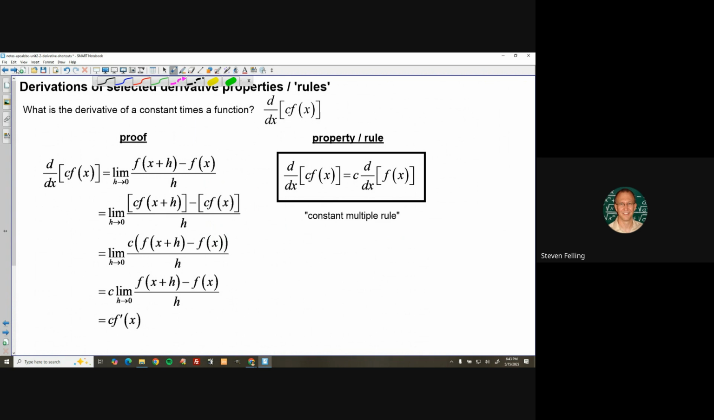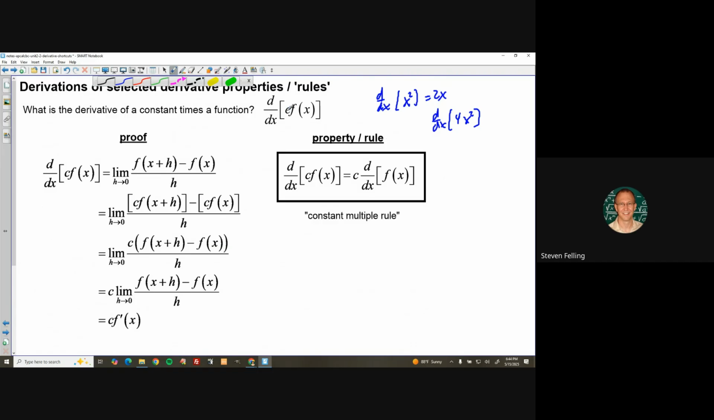Okay, now we're going to look at what I call the properties or the rules. They're also provable. Let's say that you have the derivative of a constant times some other function. So let's say we already know how to handle the derivative of x squared, and we know that that's 2x: bring the 2 down, subtract 1. What would the derivative of 4 times x squared be?